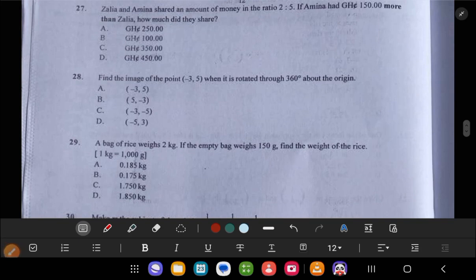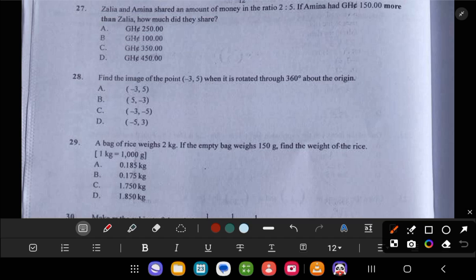27. Zalia and Amina shared an amount of money in a ratio 2:5. If Amina had 150 cedis more than Zalia, how much did they share? Very basic question. So Zalia and Amina shared in a ratio 2:5. Yes, 2:5. So Zalia 2, Amina 5. So Amina had 150 cedis more than Zalia. So 150 plus x. Assuming we knew Zalia's amount, we would have just added. So since we don't know, we represent with x.